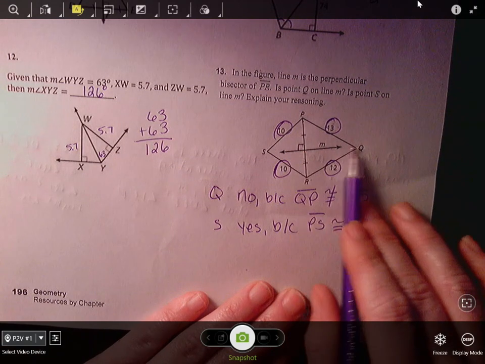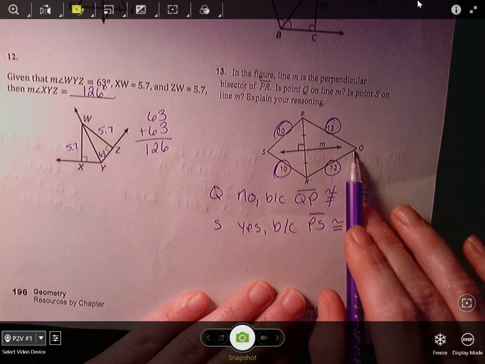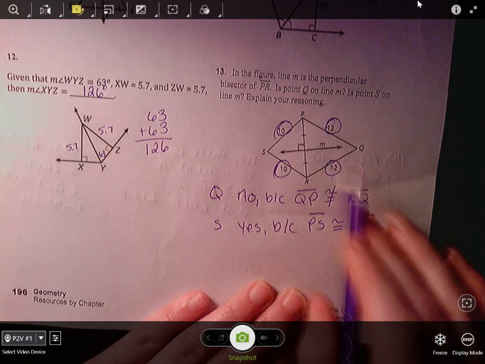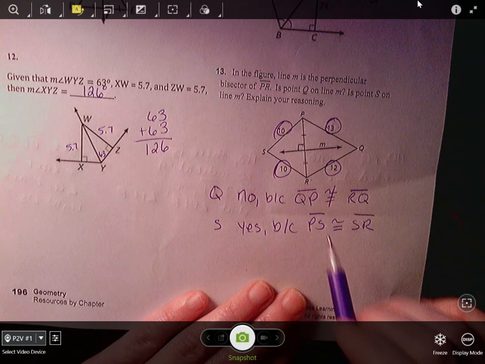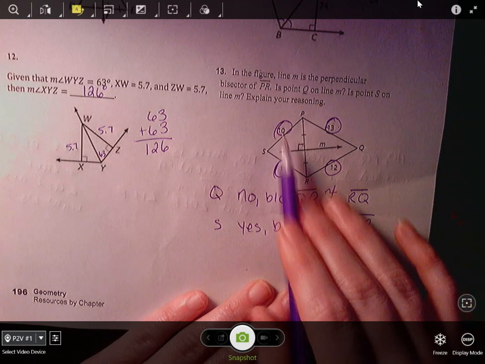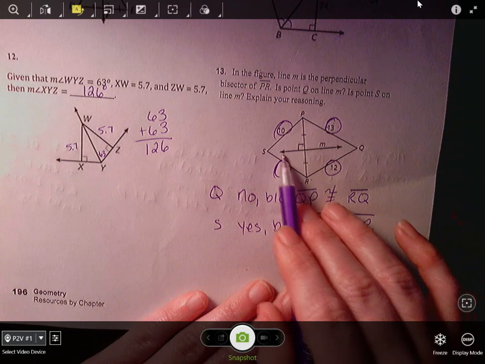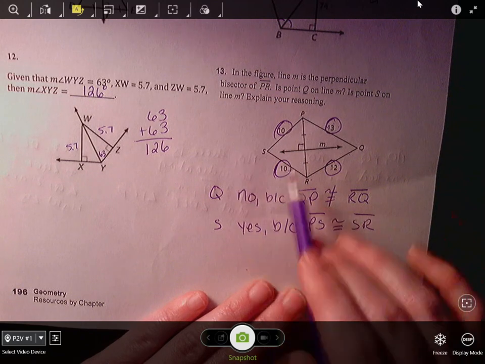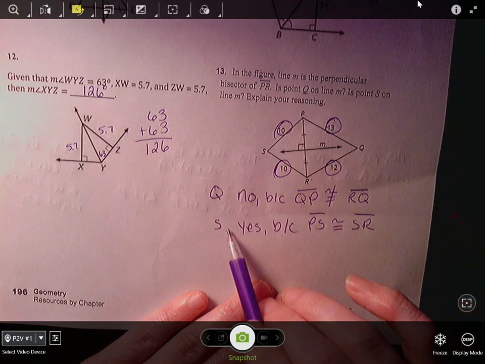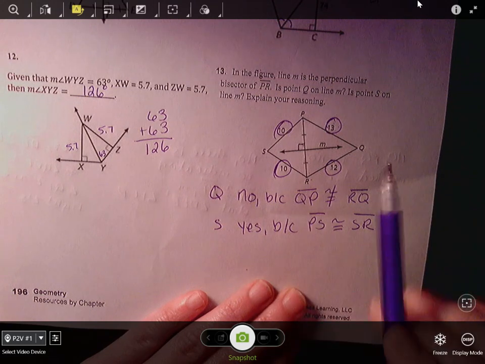If I were to extend this line, it would not go through Q. It would actually go a little bit above it. However, point S is equidistant to the endpoints, so therefore it would be on the perpendicular bisector. So Q is no, but S is yes because PS is congruent to RS.